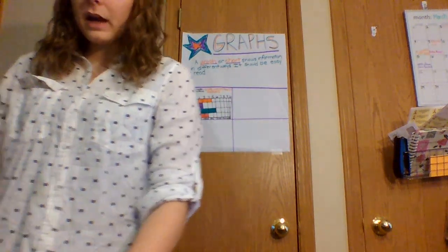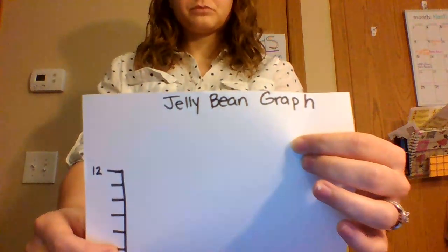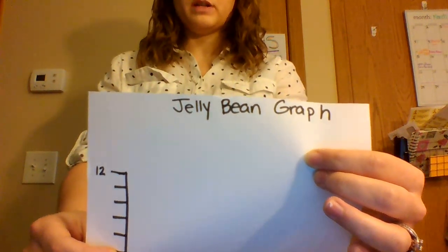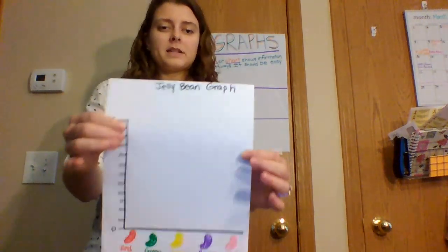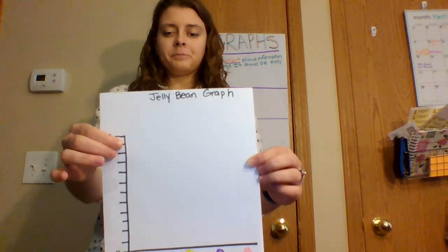So when we make a bar graph or any type of graph, it has to have some different things. So the first thing it needs to have is a title. My title, if you can read that, is Jelly Bean Graph. So what do you think is inside the Easter eggs? Probably jelly beans, okay? So that's going to be my title. I'm going to graph the jelly beans that I find in my eggs.